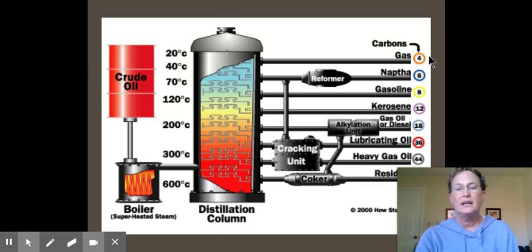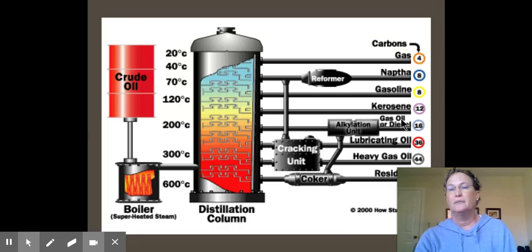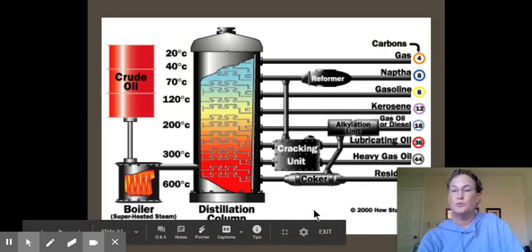And so you get different types of oil at all these different places. That's why diesel is kind of a dirtier, different kind of material than gasoline is. So that's why some cars run on diesel and some cars run on gasoline. And so this is what happens when it goes to a refinery.